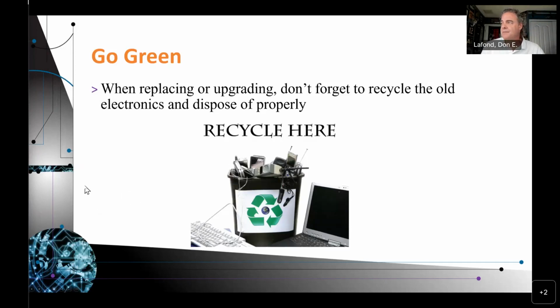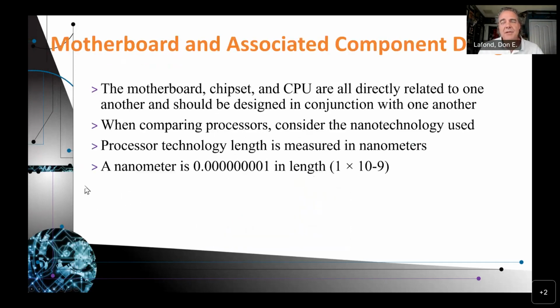All right, let's keep going. Recycle. Check ahead. Make sure you're recycling it in your area because we don't want to just throw that stuff in the trash. Motherboard and associated component designs.